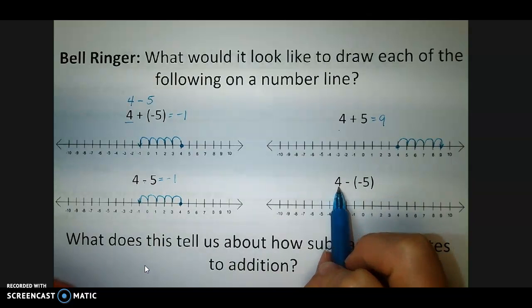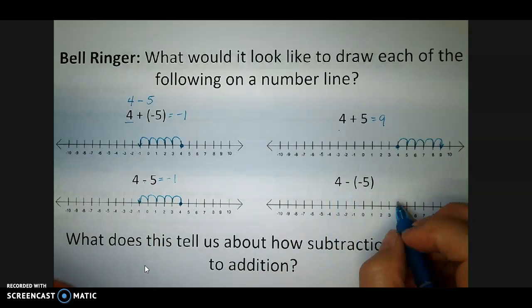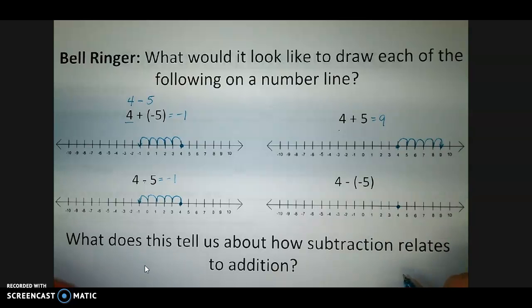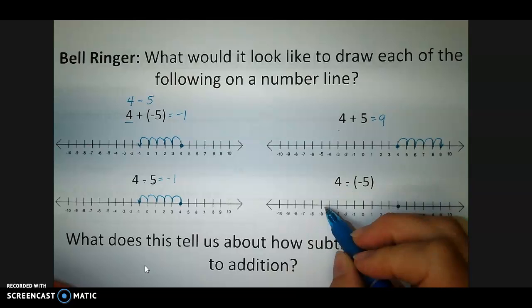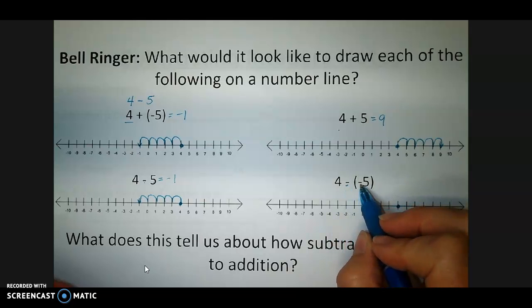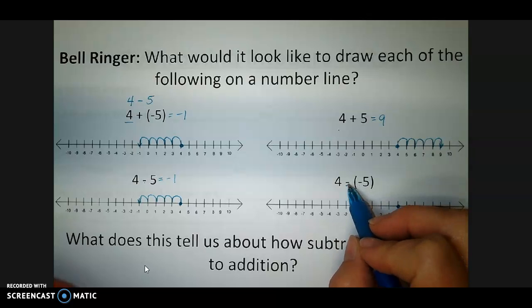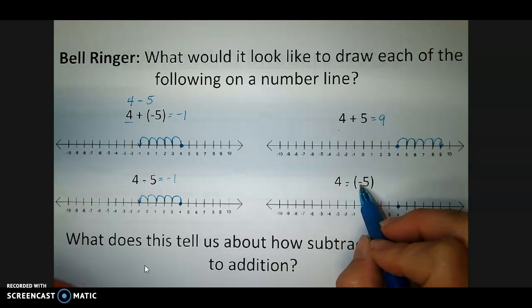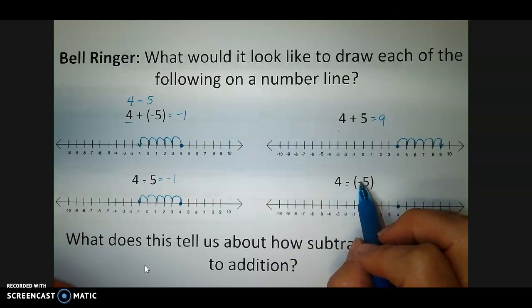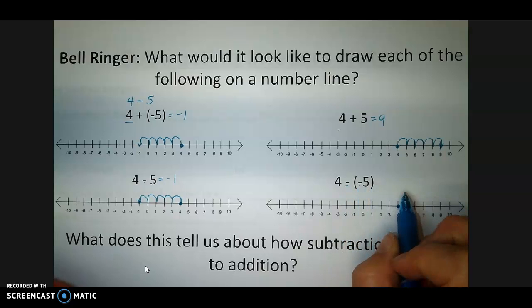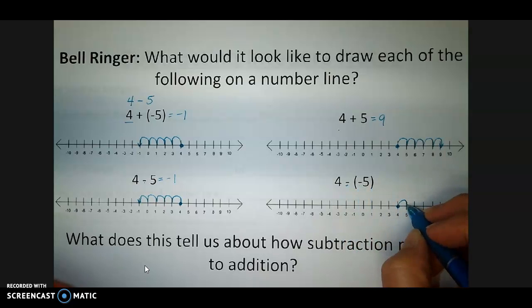When I come here and I have 4 minus a negative number, I'm still going to go to the 4. Now this is telling me to go back that way. But then this second negative sign is actually saying, wait a minute, this wanted me to go back, I want the opposite of that. So this is telling me I want the opposite of negative 5. Well, the opposite of negative 5 would be positive 5.